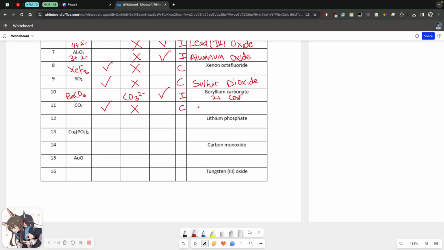And the name for this is carbon, since the first element or first atom up front doesn't get any suffixes or prefixes, it's just what it is. And oxide, carbon dioxide, because there's 2 oxygens and the suffix for that is di.